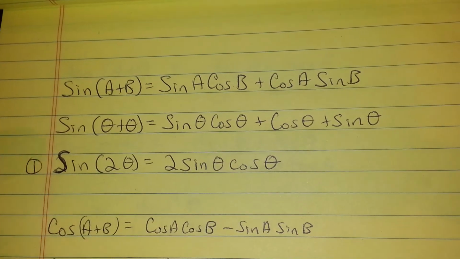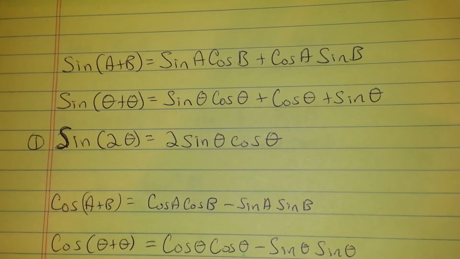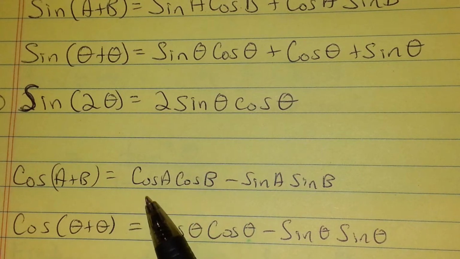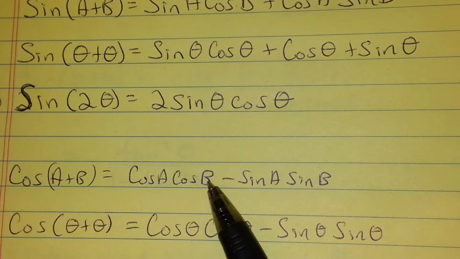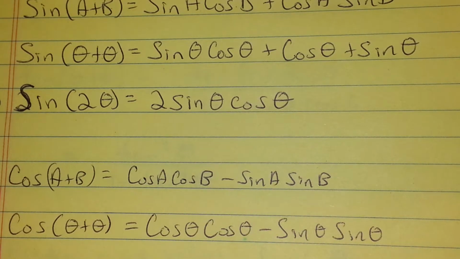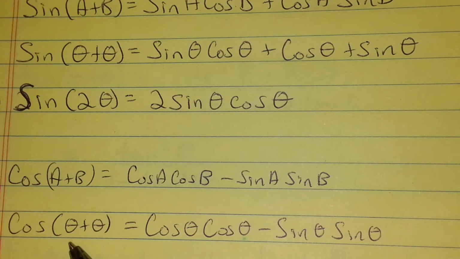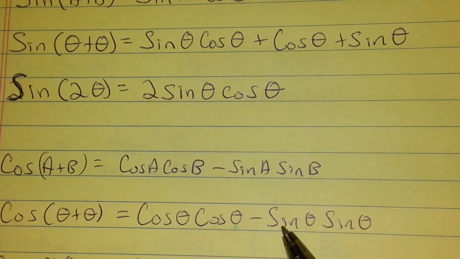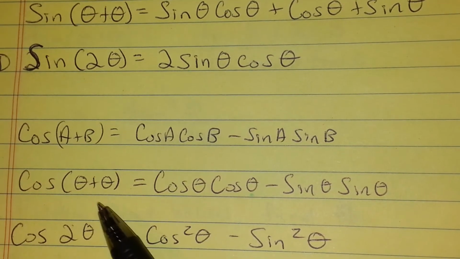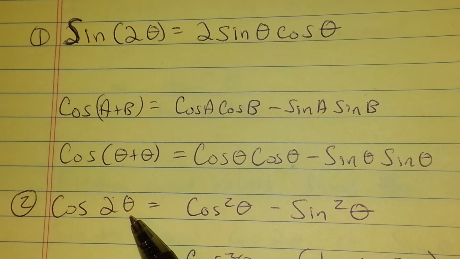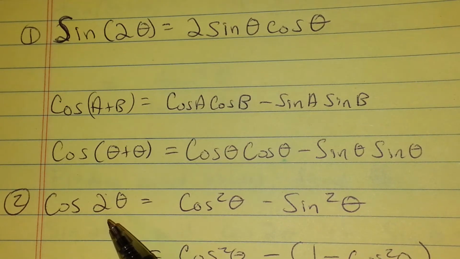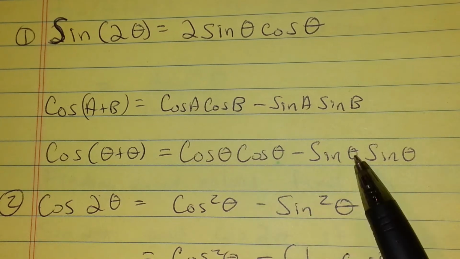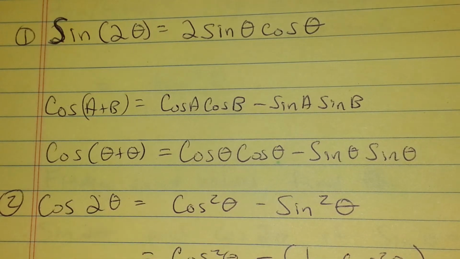Okay, let's look at cosine. Cosine of A plus B equals cosine A cosine B minus sine A sine B. Again, we're going to assume that A and B are identical angles, theta and theta. So that's cosine theta cosine theta minus sine theta sine theta. Again, theta plus theta is 2 theta. Here's your second double angle formula: cosine of 2 theta equals cosine squared theta minus sine squared theta, obviously from this right here. So here's number 2.